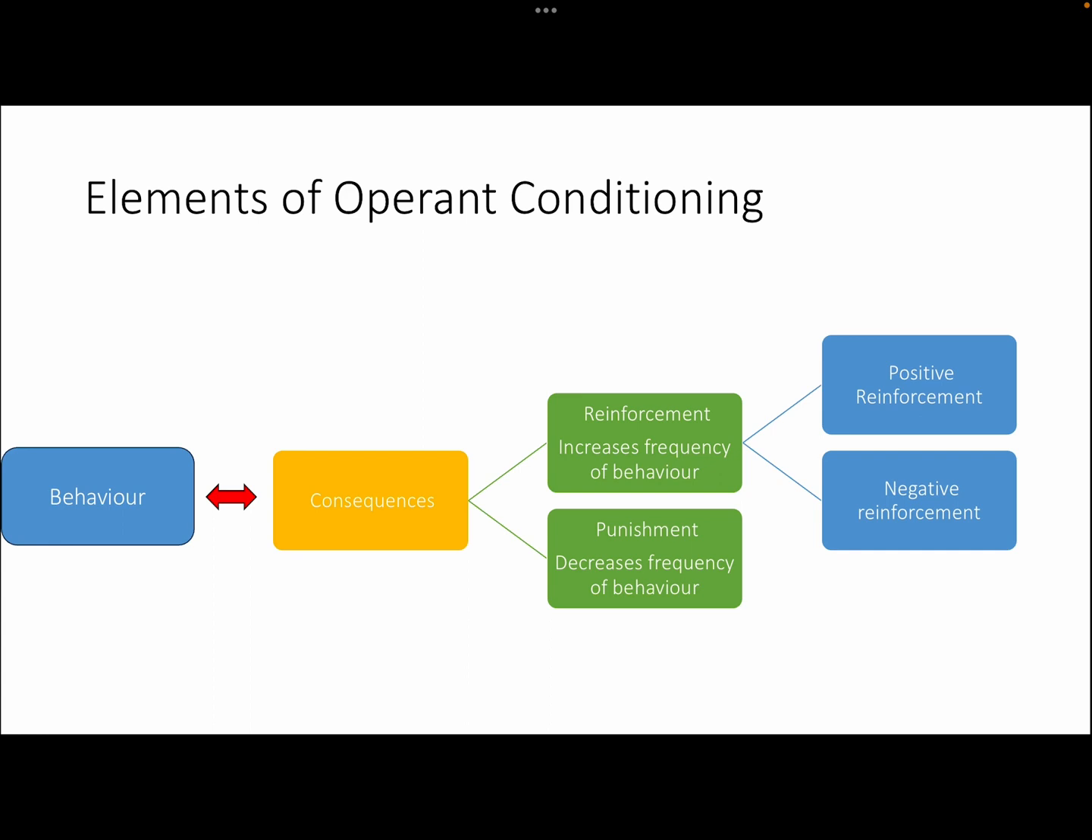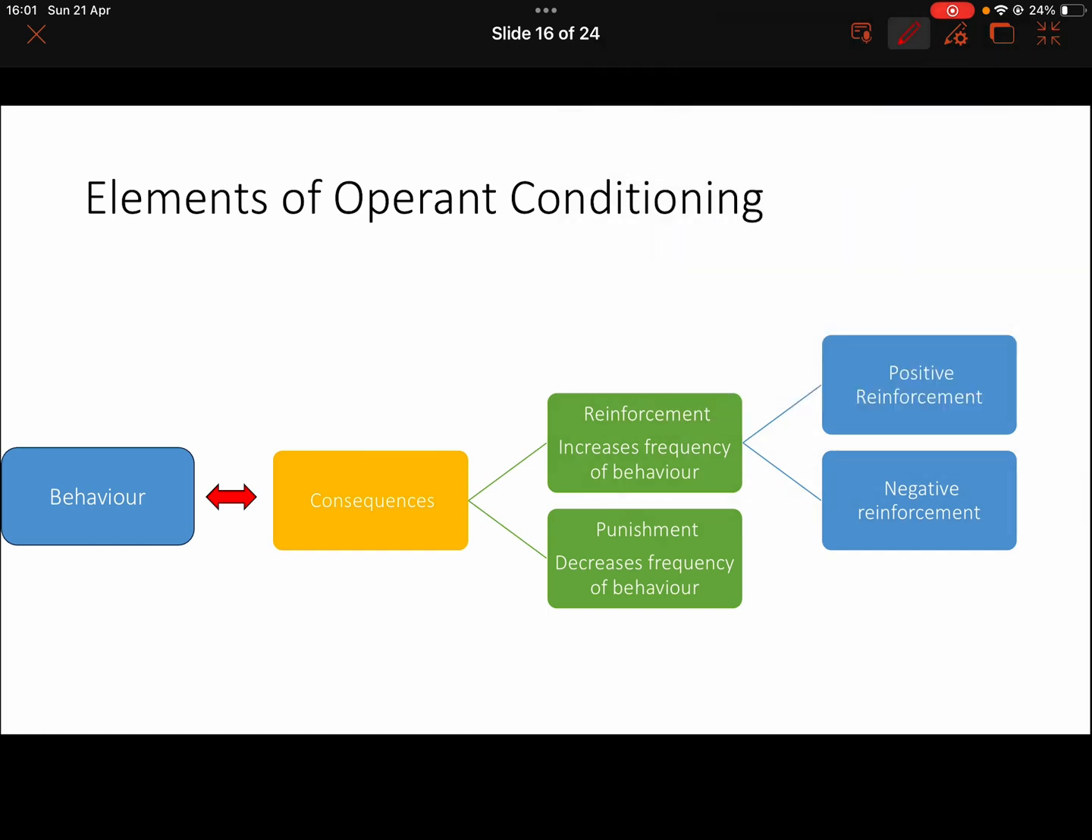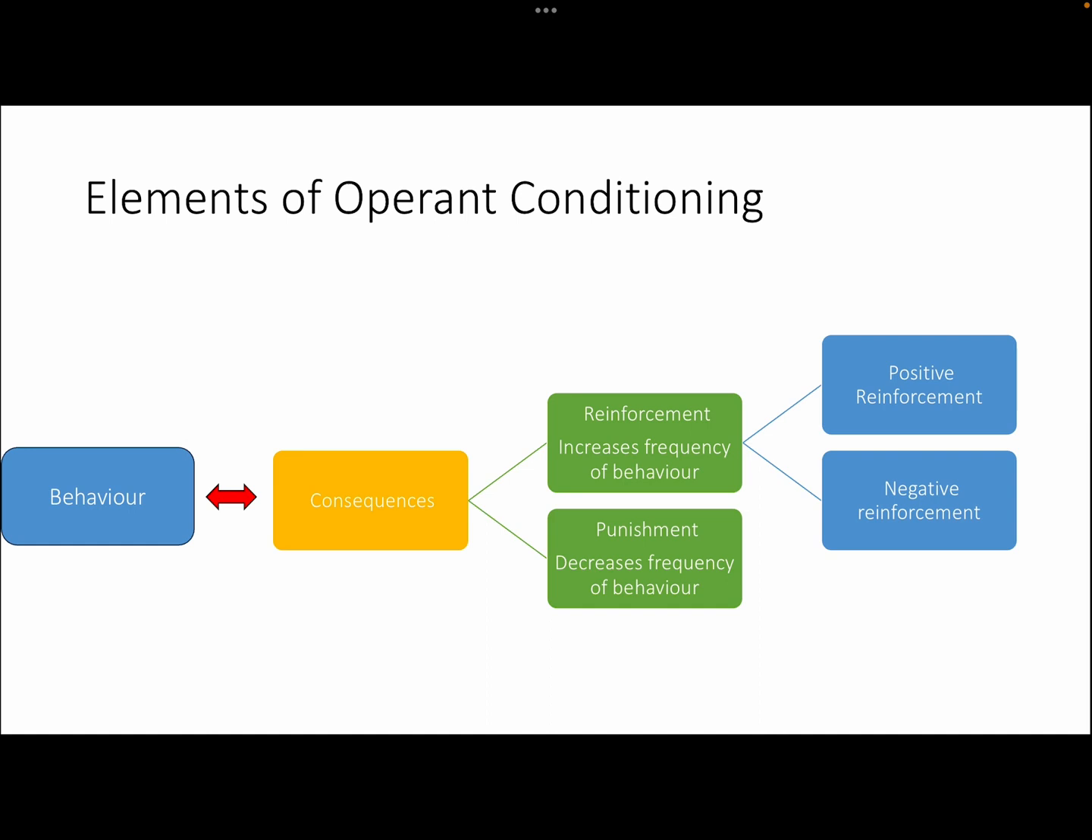So in operant conditioning, a person's behavior is strengthened or weakened by the consequences or the response following their behavior. So this is learning via the behavior and the consequence that follows it.